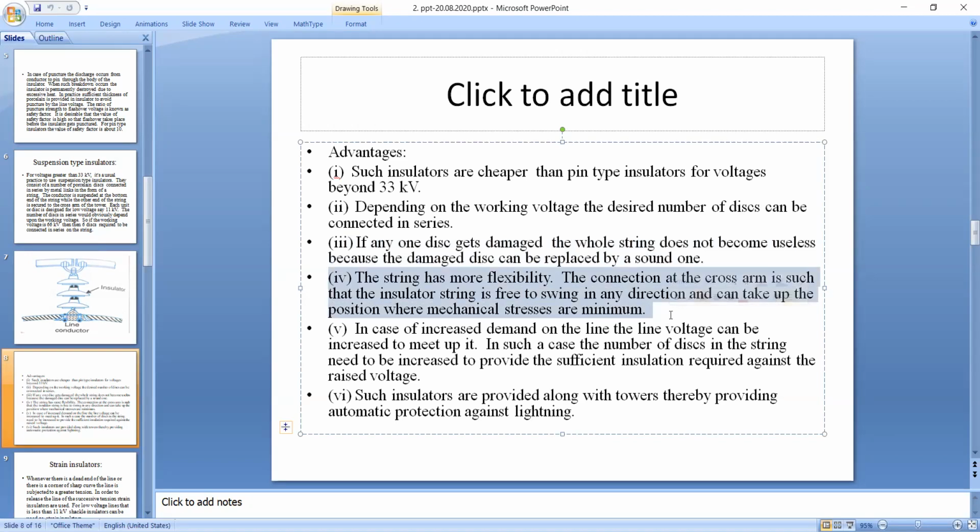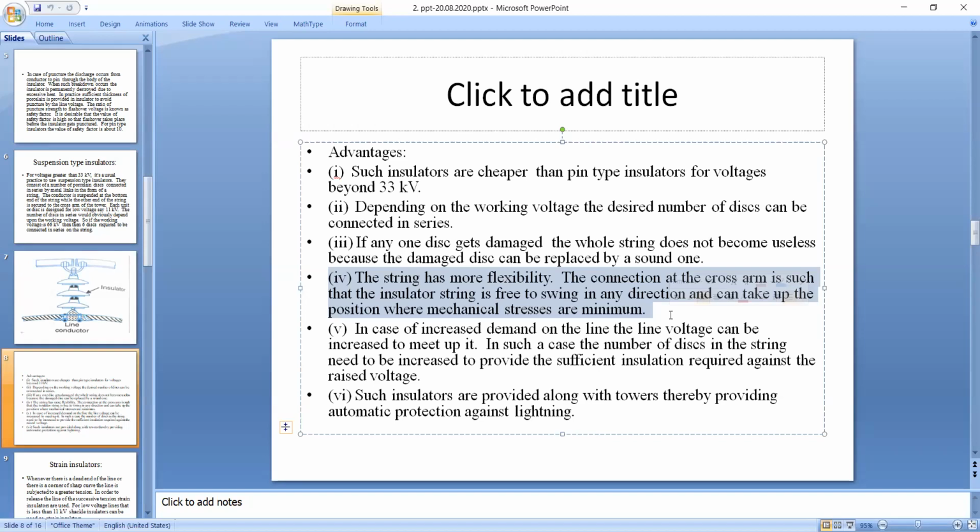Fourth advantage is the string has more flexibility, because it is a string. Ultimately, it is liable to greater swing, so it will have flexibility. The connection at the cross arm is such that the insulator string is free to swing in any direction and can take up the position where mechanical stresses are minimum.